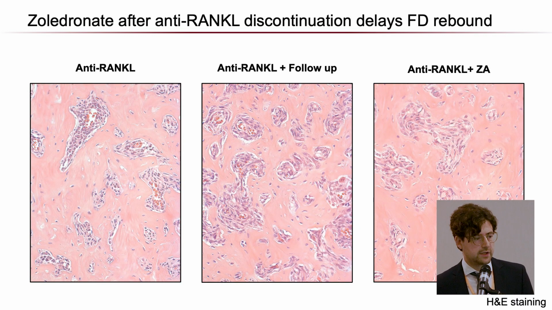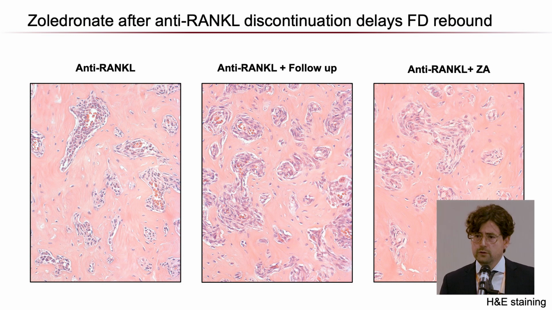And here's some histological data. In the anti-RANK ligand group, we saw the replacement of the fibrous tissue with bone tissue, and the bone is the one in pink. Then if we discontinue, in the group of anti-RANK ligand discontinuation, this bone is rapidly lost in favor of fibrous tissue again.